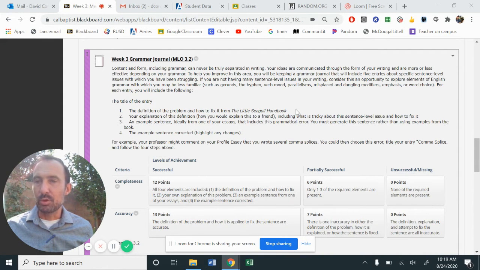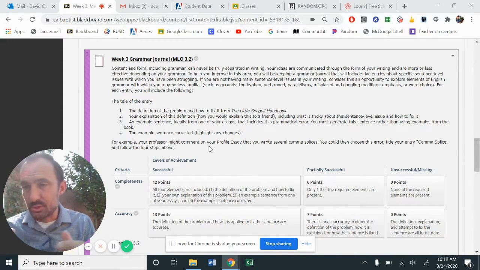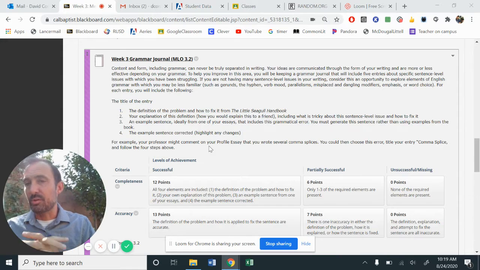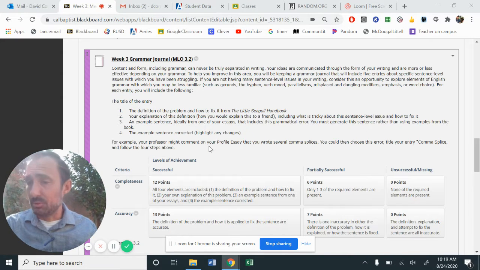So let's say that you have sentence structure issues. The title of your entry would be syntax. You give an explanation, you give an example, then you give an example of how you fix it. It's kind of like the autocorrect idea for us, so it doesn't become an issue later.